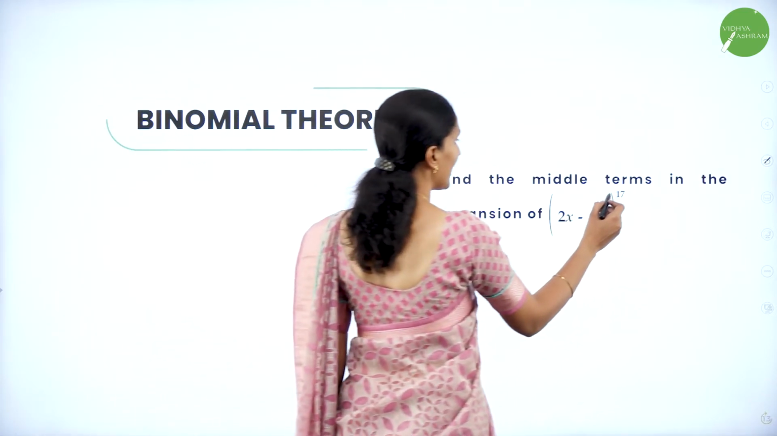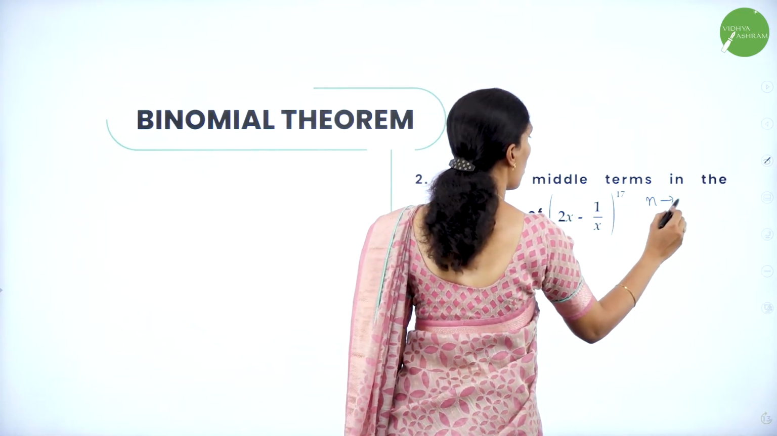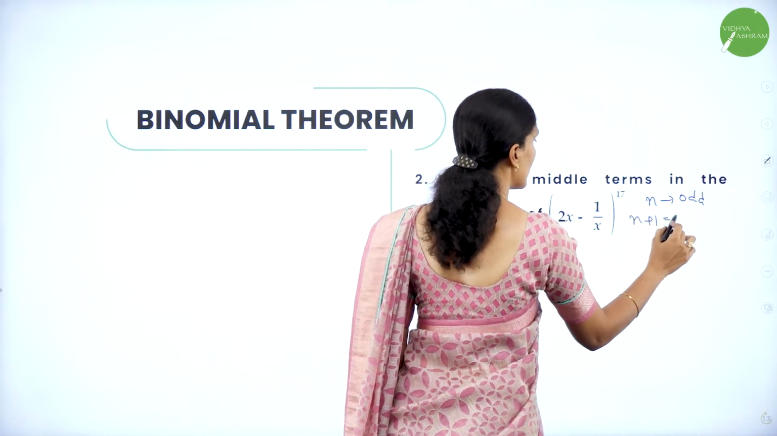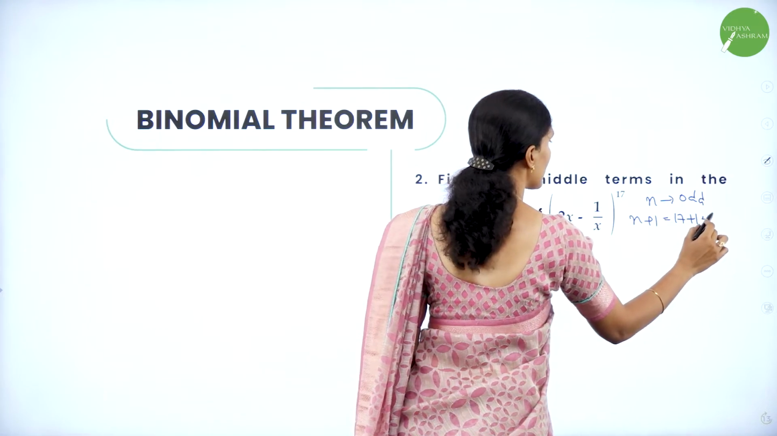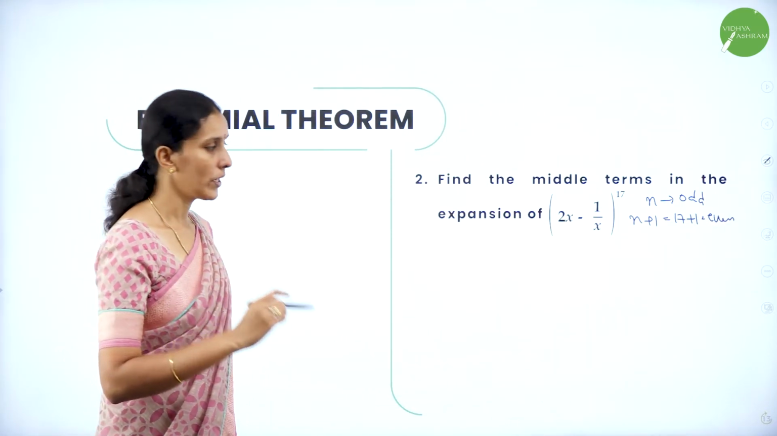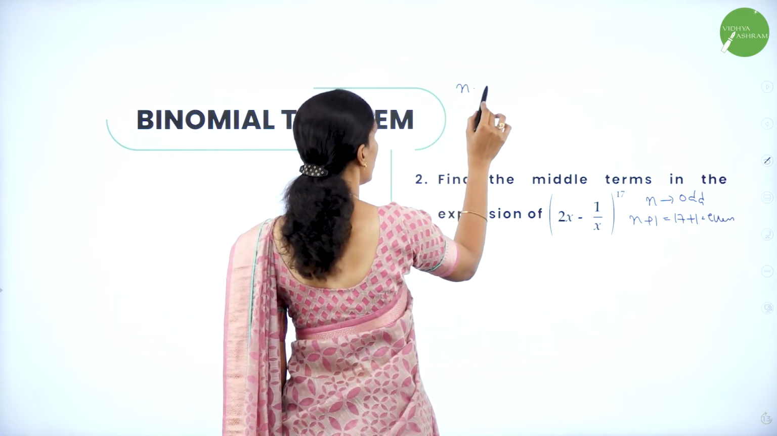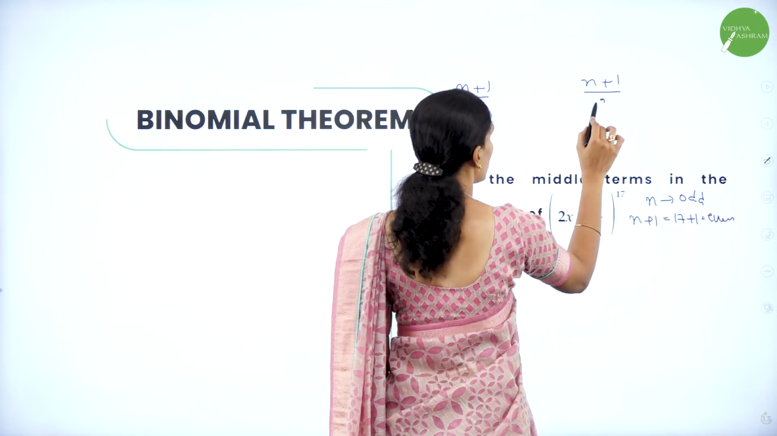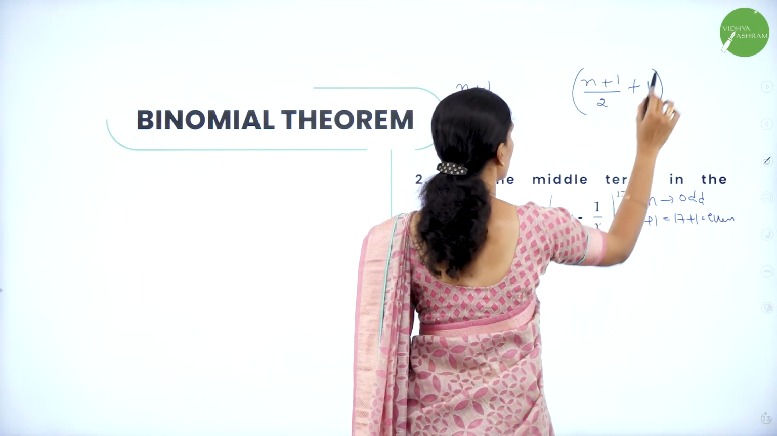Here also n is odd. So therefore n plus 1, that is 17 plus 1, is even. So whenever n plus 1 is even, you have two middle terms. What are those middle terms? The (n plus 1) by 2 and the (n plus 1) by 2 plus 1th term.